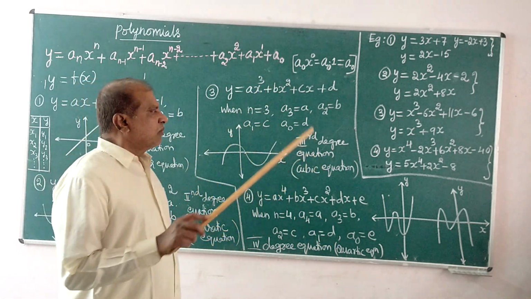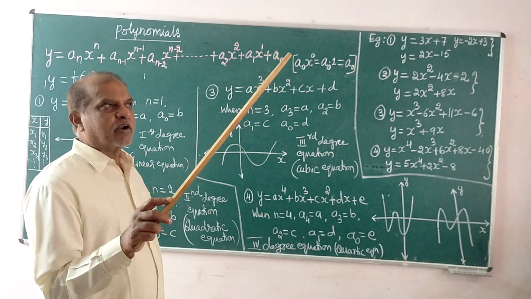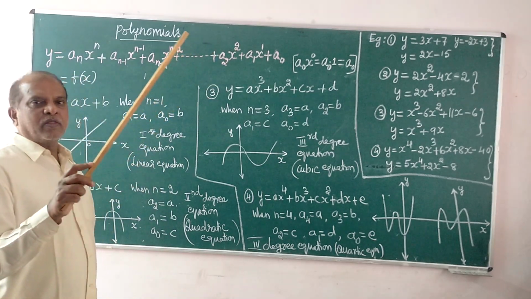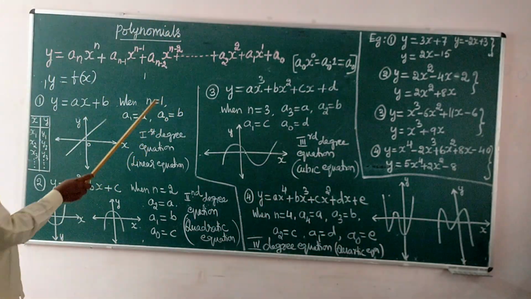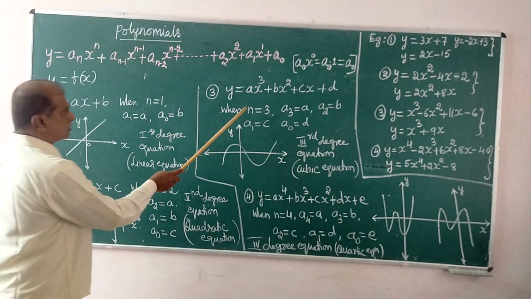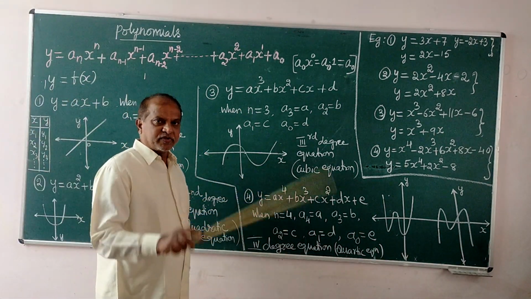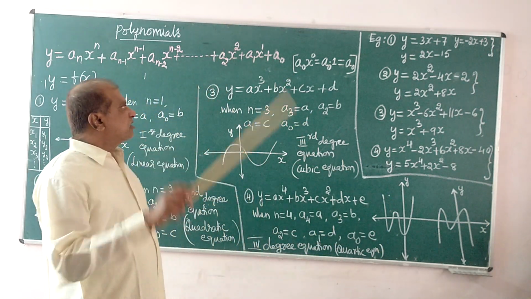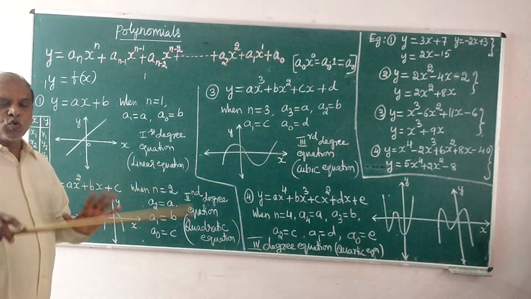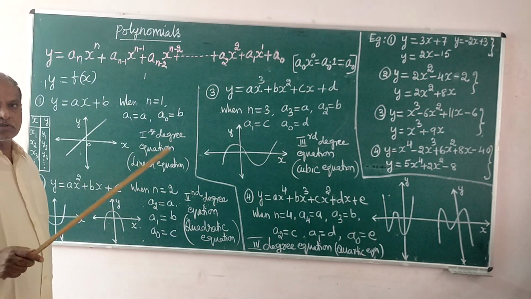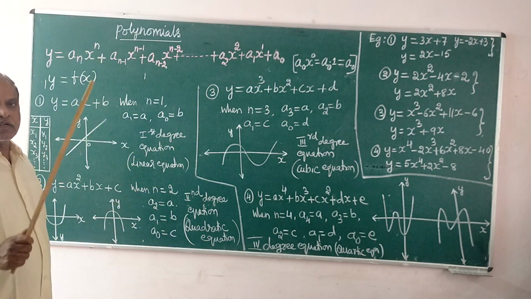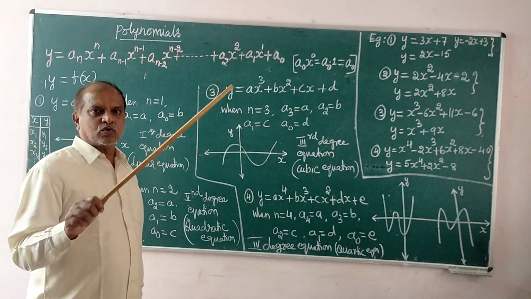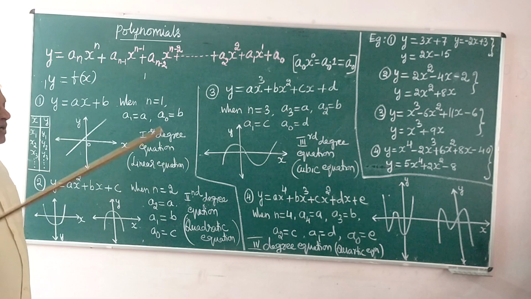What is a polynomial? Polynomial equations. What are the different types of polynomial equations? We classify them on the basis of degree: first degree, second degree, third degree, fourth degree, fifth degree, sixth degree. Like that we have degrees, and each degree of polynomial has its own roots. First degree has only one root, second degree 2 roots, third degree 3 roots, fourth degree 4 roots, fifth degree 5 roots. Root means, when y equals 0, what are the possible values of x?